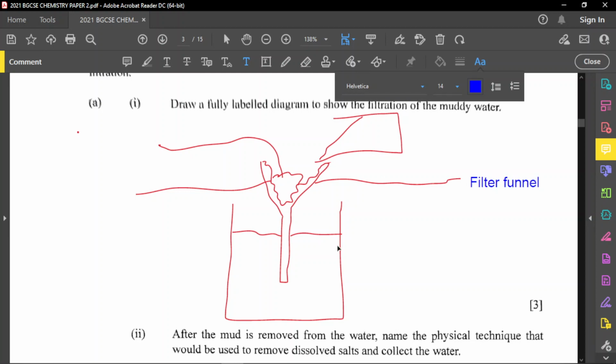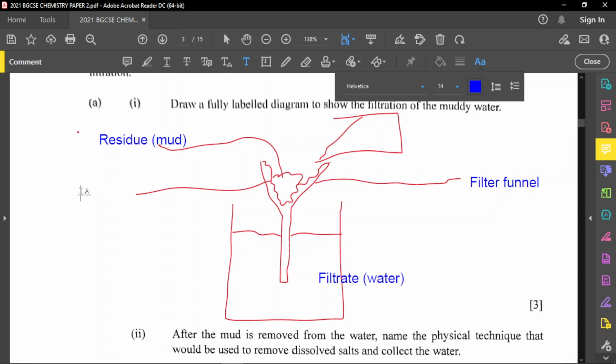And here you're going to have what passed through the filter paper, which is called a filtrate. So this will be the filtrate, and in this case, it's going to be water. So water is going to pass through. What is left behind is called the residue. So that is the residue, and the residue is actually the mud. Make a note of that.